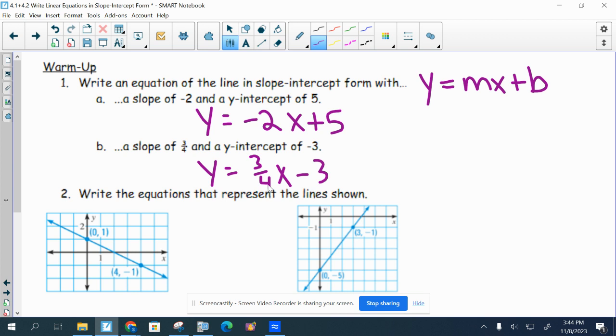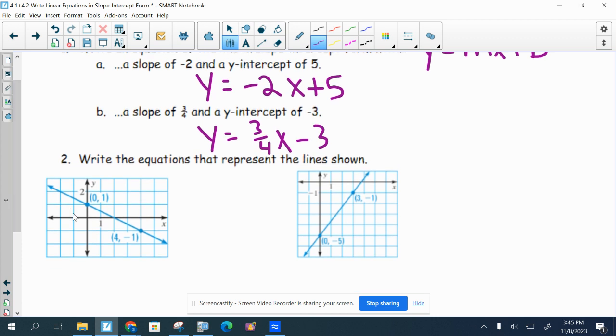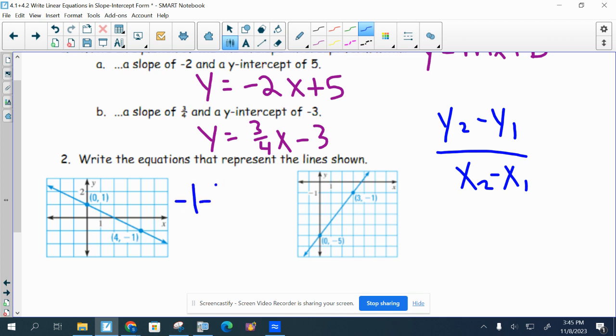Number 2, the second easiest way is if you are given a graph and you can see the y-intercept and you can see another point and get the slope. So there are two different ways that you can get the slope. You could do rise over run, or you could use the slope formula, which is y2 minus y1 over x2 minus x1. So if I use the slope formula for this one, it would be -1 minus 1 over 4 minus 0, which would be -2 over 4, which is -1/2.